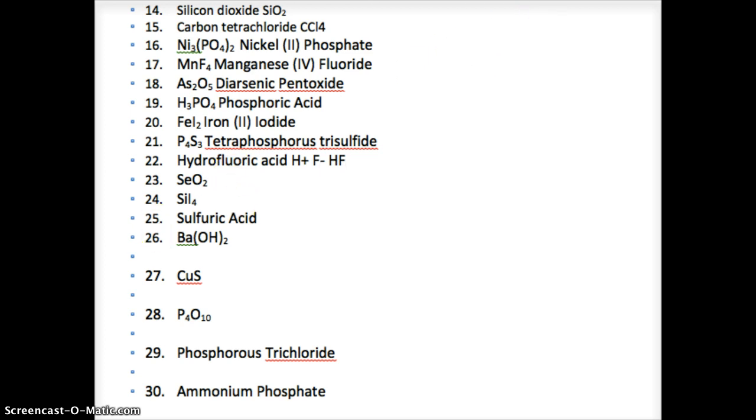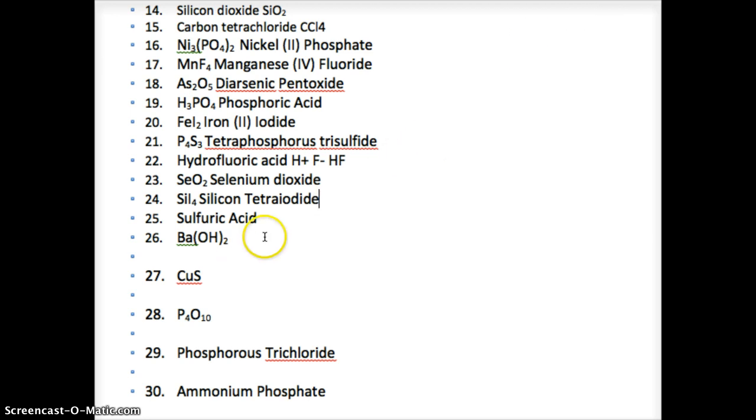All right, 23, selenium and oxygen. Selenium is to the right of the stair-step line, so we're going to use the mono, di, tri. So you name the first substance, selenium, and there's 2 oxygens, so dioxide. Next one on 24, silicon. We're looking at a covalently bonded substance, 2 on the right of the stair-step line. So name the first one, silicon, and there's 4 iodines, so tetraiodide.